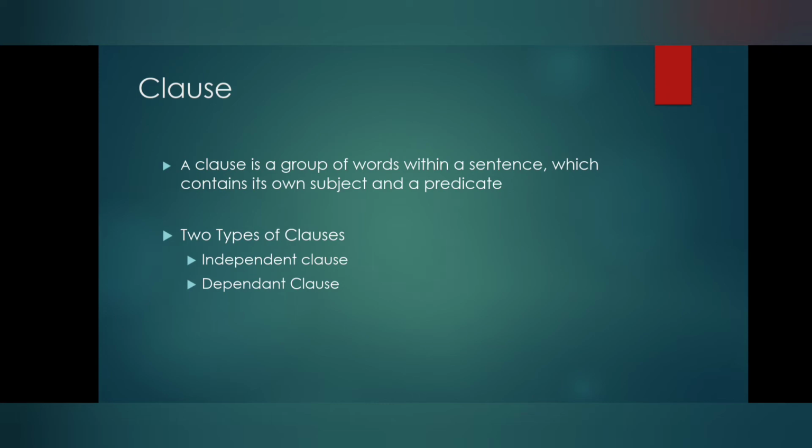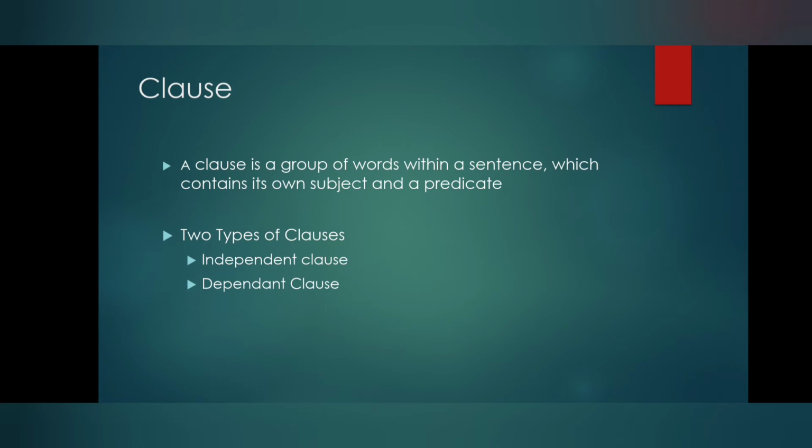By independent clause, we mean that this kind of clause expresses a complete thought and can stand on its own, while the dependent clause, as the name suggests, cannot stand on its own and must be attached to an independent clause in order to have a complete thought or to convey a proper idea.